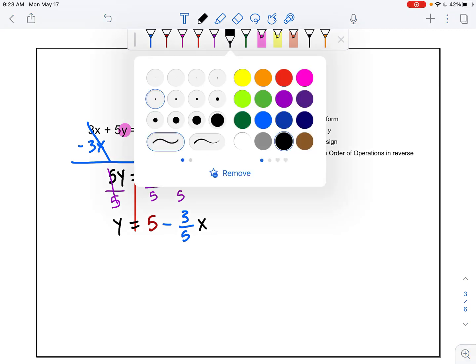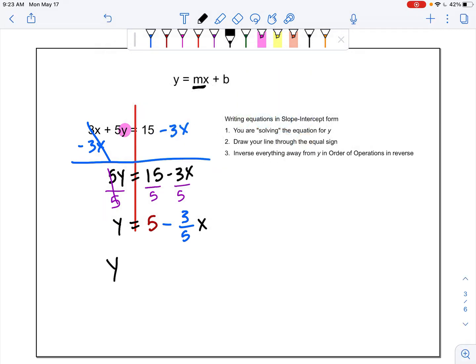So I'm just going to switch some stuff around. So I have y equals, and when I switch it, I'm going to take this whole thing, not just the 3/5 x. I have to take the sign with it. So it's going to become a negative 3/5 x plus 5.